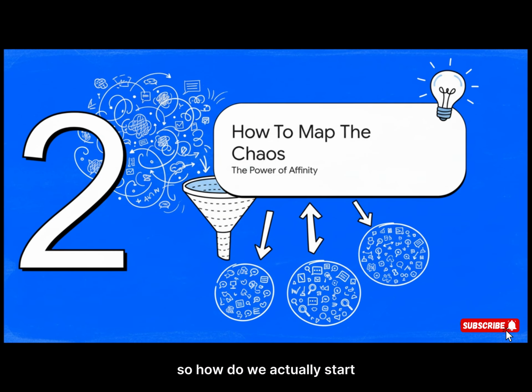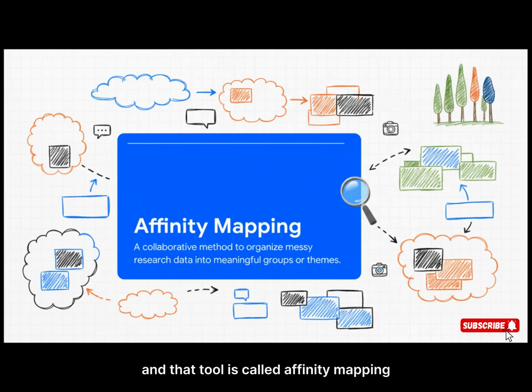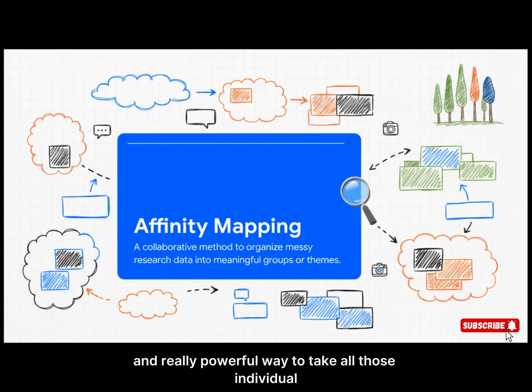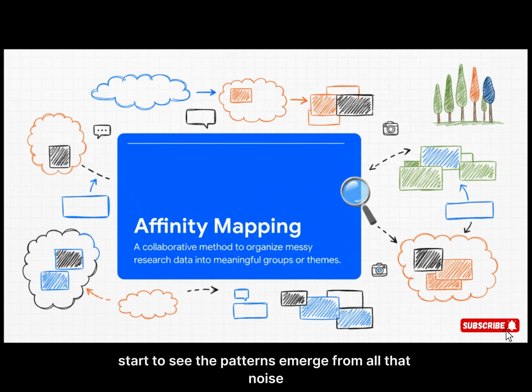Okay, so how do we actually start sorting through all this stuff, both what people say and what they do? We need a tool that's built for this exact kind of mess. And that tool is called affinity mapping. It sounds fancy, but it's actually a super simple and really powerful way to take all those individual little data points, quotes, observations, whatever, and start grouping them into themes. It's how you finally start to see the patterns emerge from all that noise.